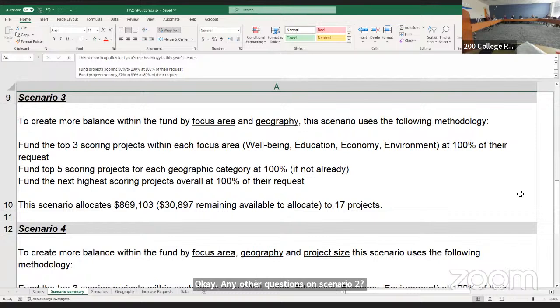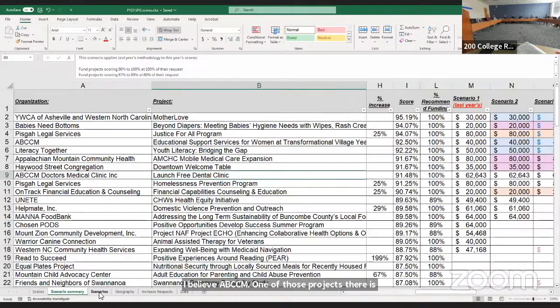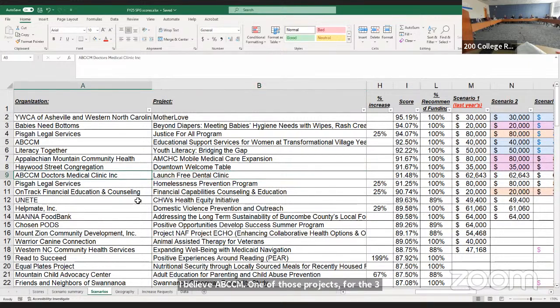I have confirmed that ABCCM and Pisgah Legal both have 2 proposals that make it in scenario 1 and 2. I'll check 3 and 4 as well. I believe ABCCM, one of those projects, they're a fiscal sponsor, I think, for the free dental clinic. They may have a dental partner, I don't know, I can't remember. Yeah, I think that's right. We can double check that though.